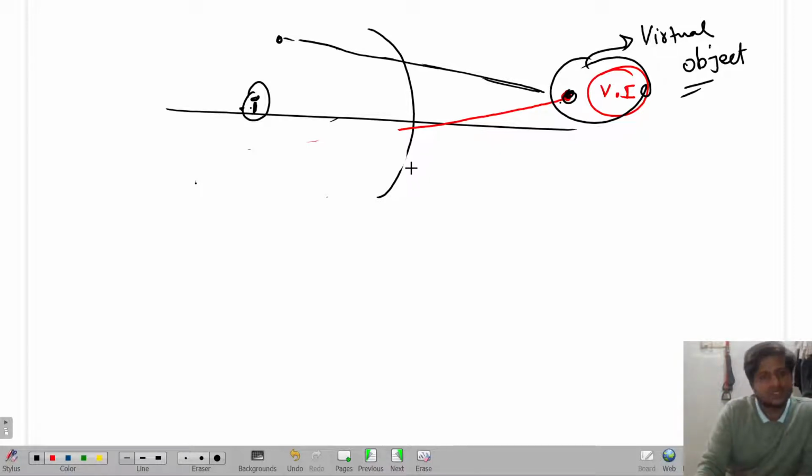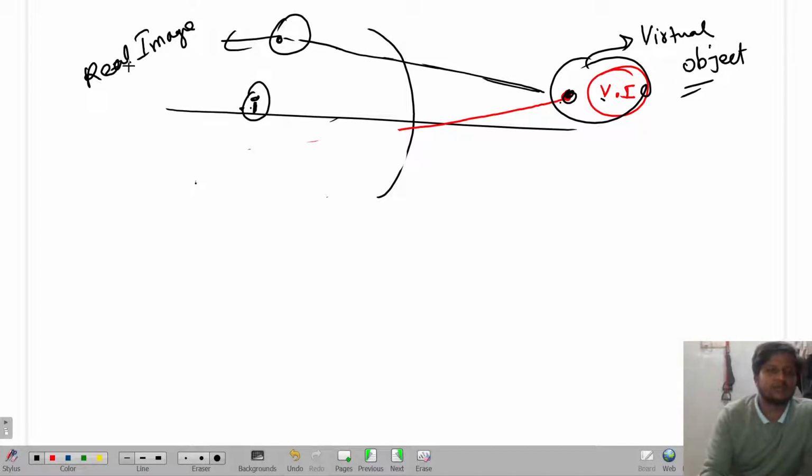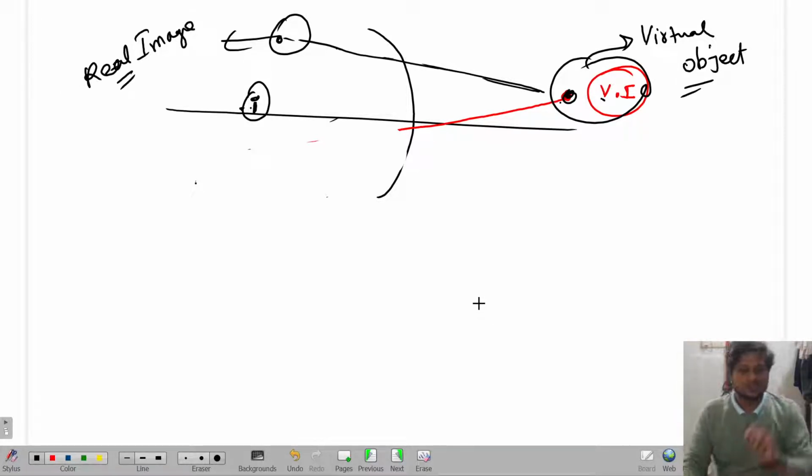This mirror will behave like a convex mirror, and it will treat this image as a virtual object and form another image towards this side, and this is called a real image. Again, it creates a real image. So this is the property of a concave mirror.